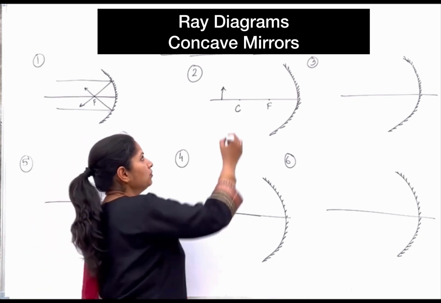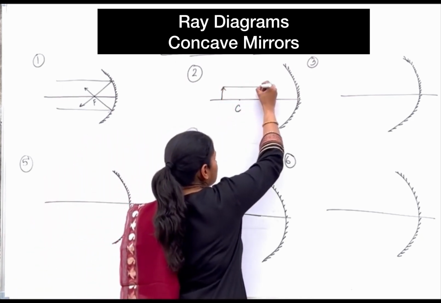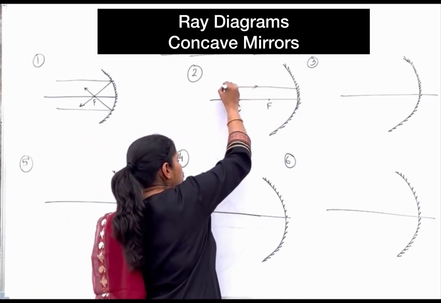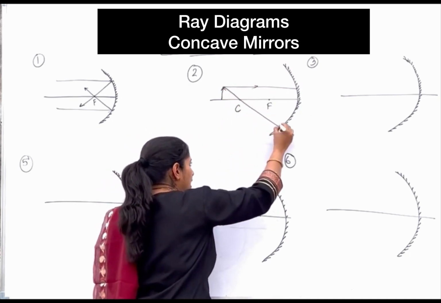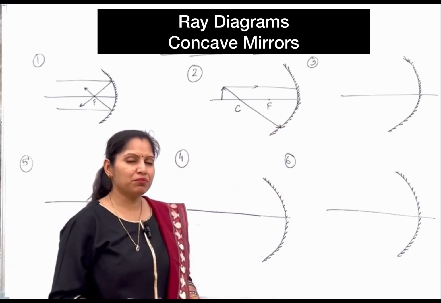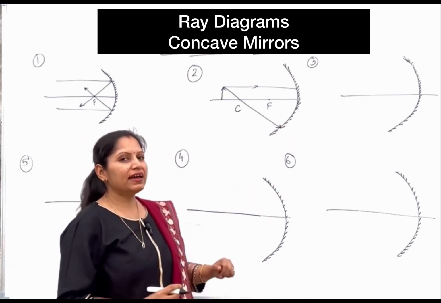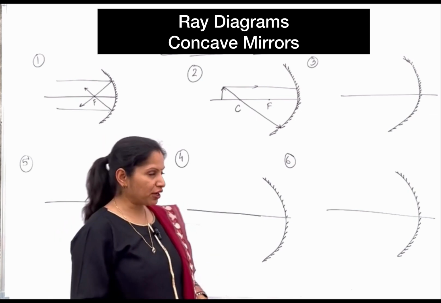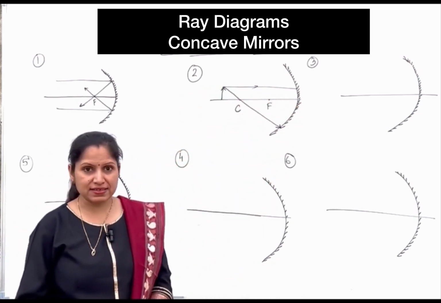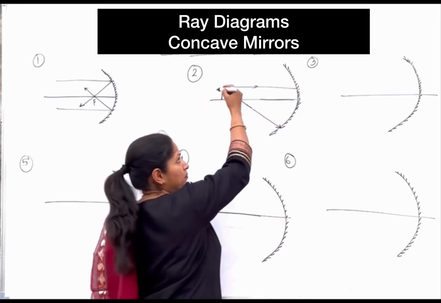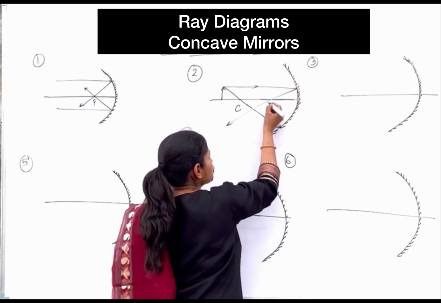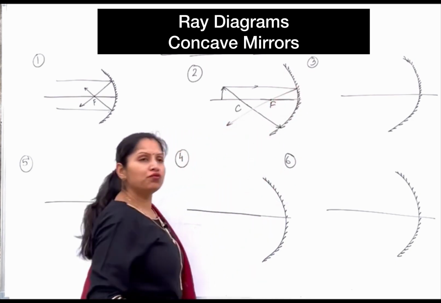So here I am using one of the light rays that is coming parallel to the principal axis and the second light ray I am showing passing through the center of curvature. Okay, try to draw the ray diagram, pause the video and draw it by yourself and then check whether you have drawn it correct or not. Okay, so I have drawn one of the light rays that was coming parallel to the principal axis. Any ray of light that is coming parallel to the principal axis, after reflecting, where should it pass through? That should be passing through the focus.